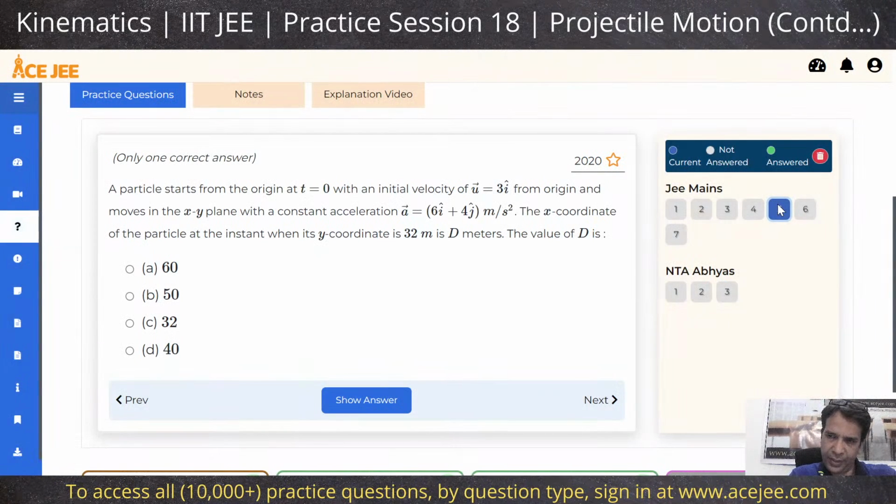I'm trying to find something that is unique and interesting. Again, u is given, constant acceleration a is given, the x coordinate of the particle at the instant when its y coordinate is 32 meters is d meters. They're saying find out the x coordinate when the y coordinate is given to be 32. So now they're not using the time thing. They're not saying displacement after time t, but they're saying displacement in the x direction when the y direction displacement is 32. Do you guys want to quickly give it a try? Let's go ahead and solve this one.